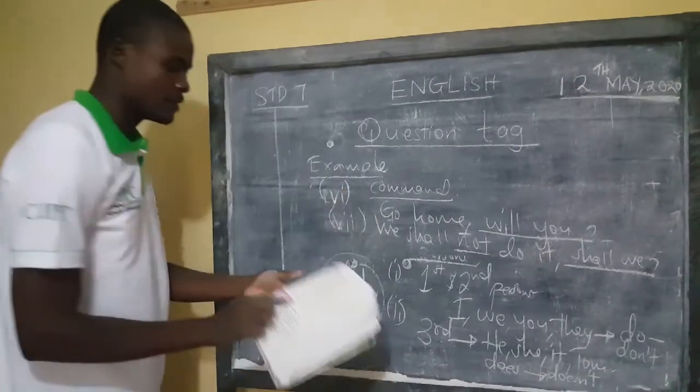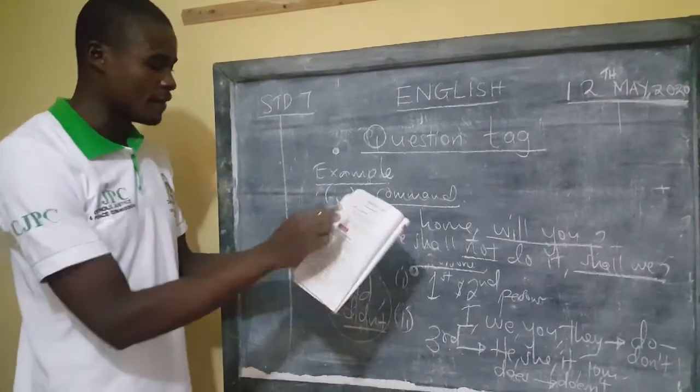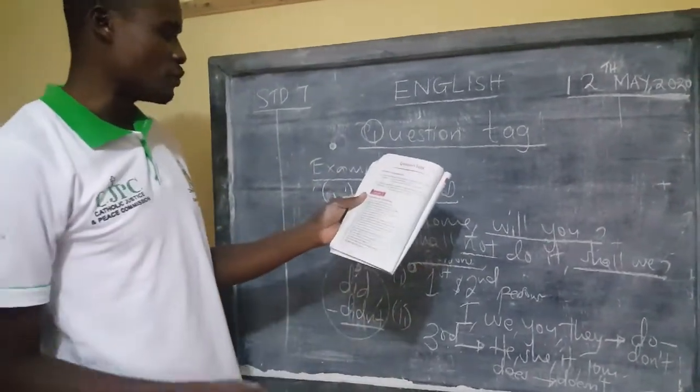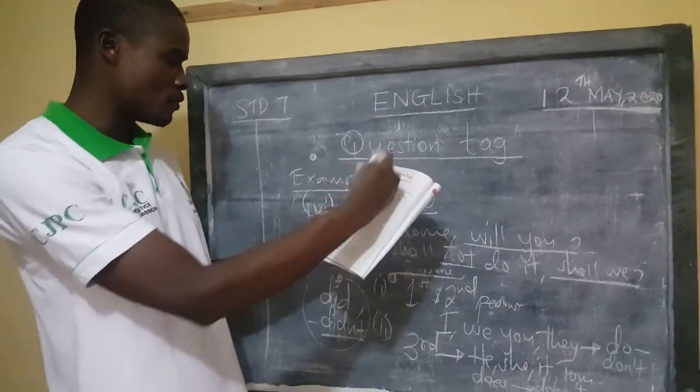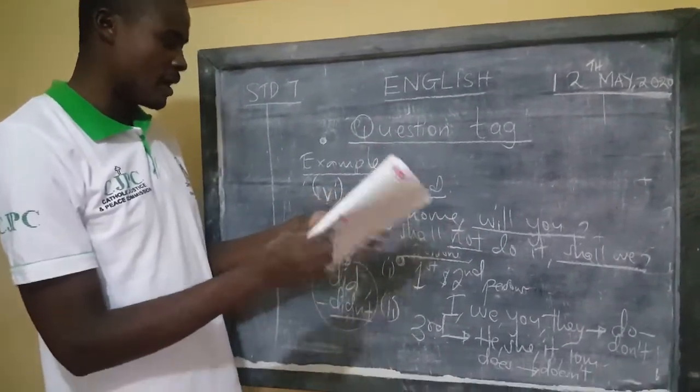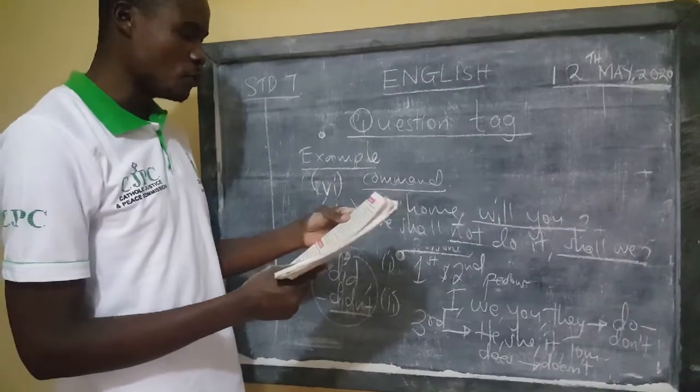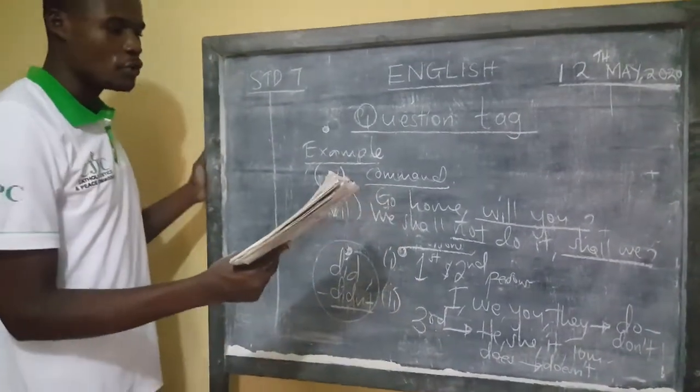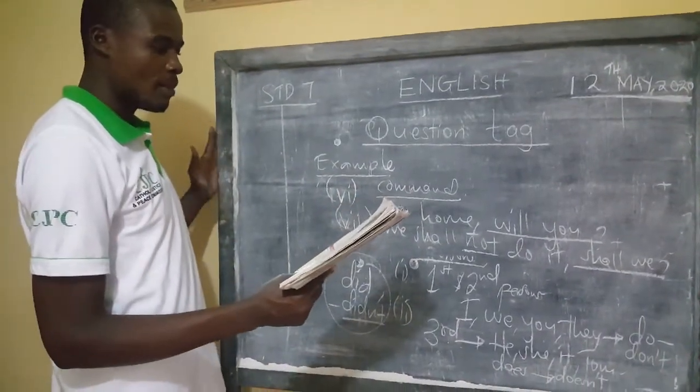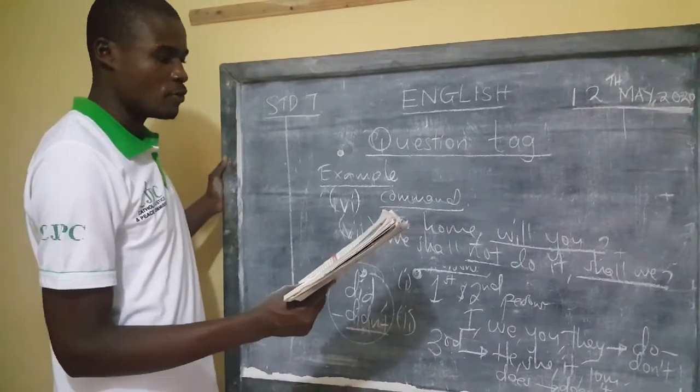The second aspect, apart from that, there is more work you'll do under exercise 71. Then exercise 72, I've also been told to add question tags. And number one, just do number one, two, and three, then the rest you are able to handle.